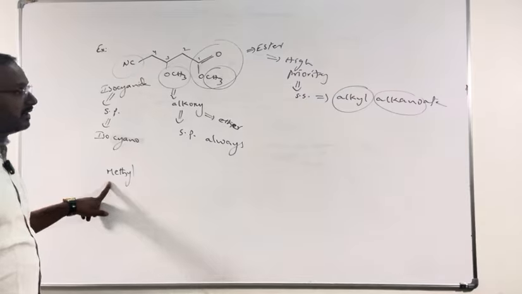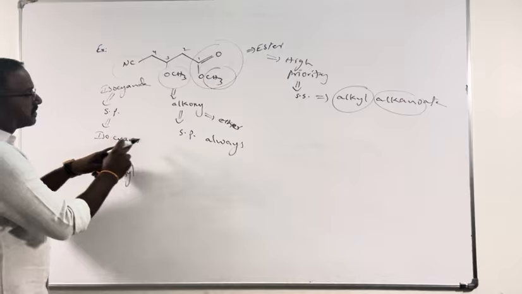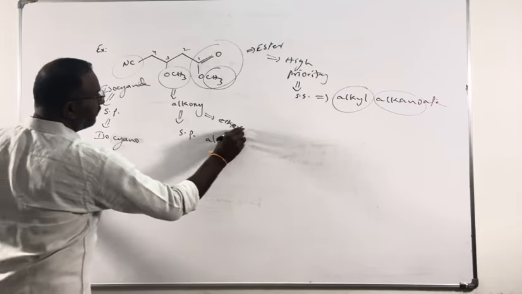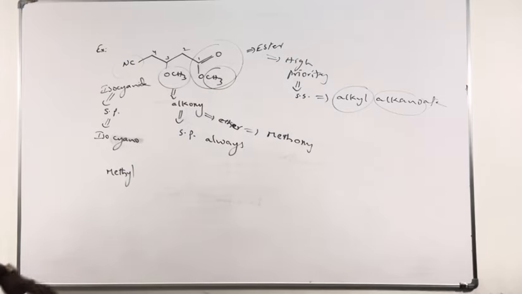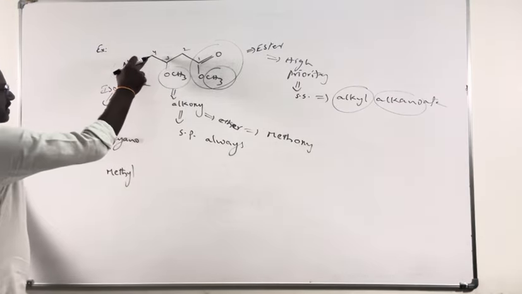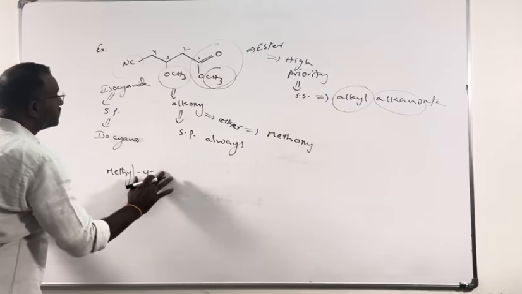So methyl is there. After that, we have to write the secondary prefixes. This is isocyano and this is alkoxy, that is methoxy. Isocyano methoxy. Which one will come first? If you say cyano, C will become first for alphabetical order. So this one will become first. It is there at fourth carbon. So methyl 4 isocyano, not cyano.